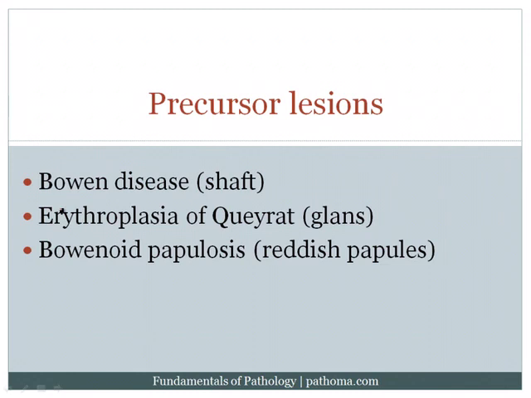And the third would be something called Bowenoid papulosis. Basically, it's called papulosis because you have little papules and they tend to be reddish. And it's called Bowenoid because, like Bowen's disease, there's in situ carcinoma. However, it's not true Bowen's disease because in Bowen's disease, that in situ carcinoma would invade. However, this usually does not progress to invasion. So it's Bowenoid. It's like Bowen, but it doesn't progress to invasion. So again, Bowenoid papulosis, reddish papules on the skin of the penis.